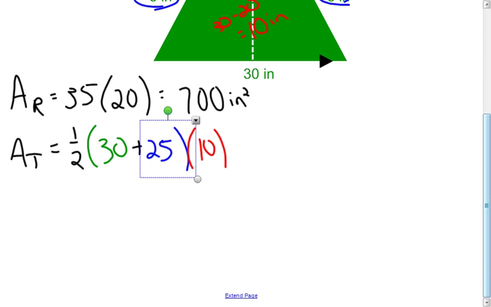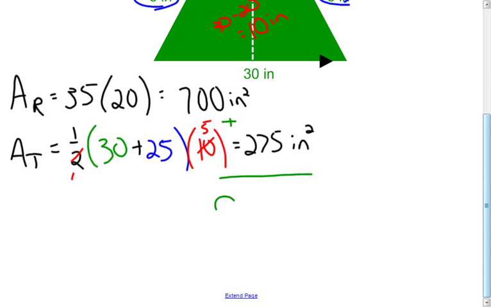So I'm going to look at the 30 plus 25. Well, that's 55. And then I'm also going to do the 1/2 times 10. 2 is going to become 1, the 10 is going to become 5. So now I have 55 times 5, and 55 times 5 comes out to be 275 square inches. And then to find the area of the whole thing, just add my rectangle and my trapezoid together, and I end up with 975 square inches for the area of that irregular shape.